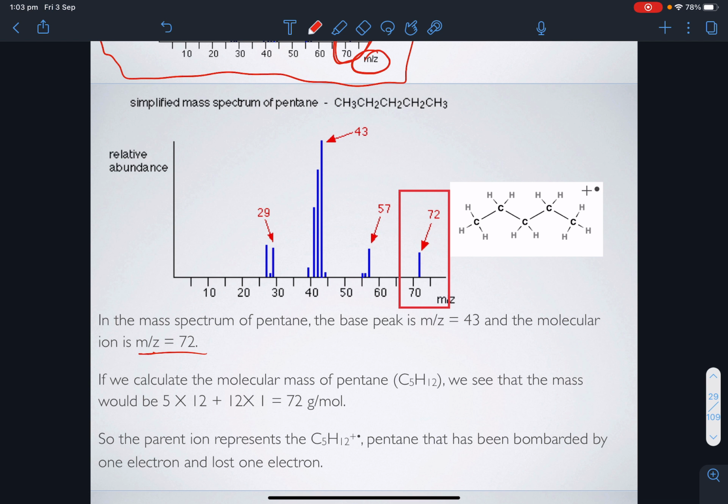If we calculate the molar mass of pentane, we've got 5 carbons at 12 plus 12 hydrogens, which gives 72 grams per mole. That's why we're seeing this peak at 72. So the parent ion is C5H12 plus and radical, okay? It's pentane that's been bombarded by electrons and has lost 1 electron, so it's got an unpaired electron and a positive charge. I've drawn the structure up here, okay?